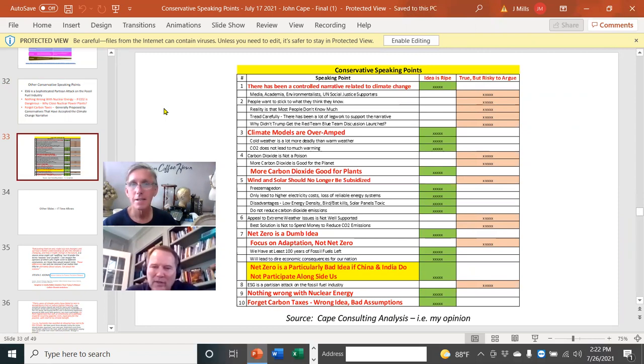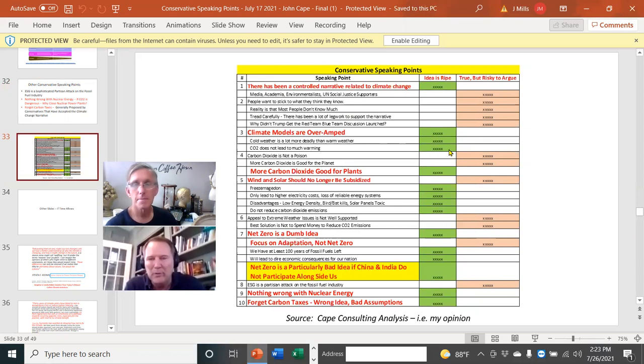The column to the right that shows the green boxes, these are areas where I believe the timing is right. And I believe we can safely argue these points without getting too much technical pushback by those that are just basically the real proponents of this narrative. Now, the ones on the right, I think we've got our work cut out for us. I think the point is true, but you run a risk of them just making a stand here and not being able to listen to anything you have to say.